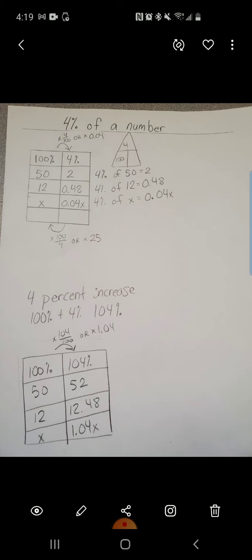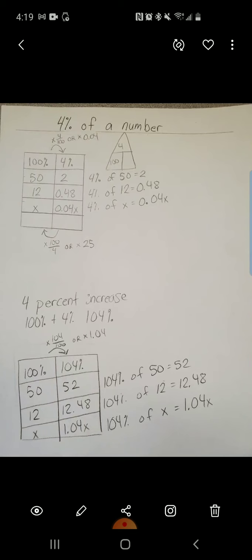So I filled in my table, 50 times 104 hundredths is 52. 12 times 104 hundredths is 12 and 48 hundredths. And x times 104 hundredths is 1 and 4 hundredths x.